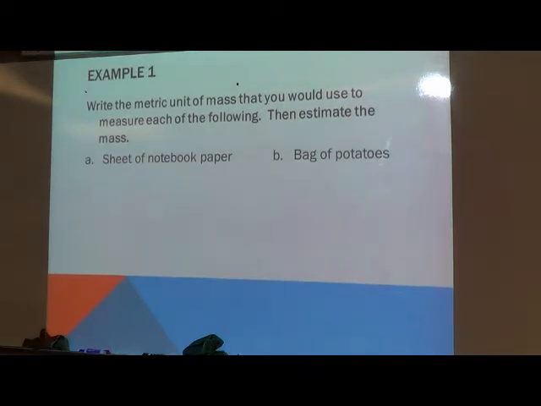In the bag of potatoes and apples are pretty close, so we can compare that to kilograms. So if we look at this, the first one for the notebook paper is gram, and the estimate would be about 6 grams. Now I'm not going to worry too much about if you're getting that close or not, but just so you can kind of say, okay, sheet of notebook paper compared to how many paper clips. In a bag of potatoes, you probably get 5-6 pounds of potatoes in there, so you would say 2 or 3 kilograms.